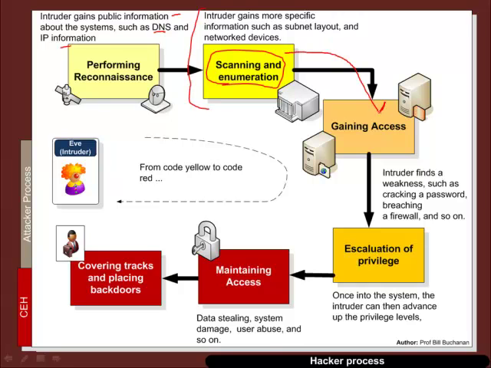Then comes gaining some access into a server or a device. After that, finding some weakness, such as cracking a password or breaching a firewall, and then on to some sort of escalation of privilege, where an intruder can move up through the levels. From there, they can then maintain access to steal data, do some damage or some user abuse, and after that they might cover their tracks and place backdoors.